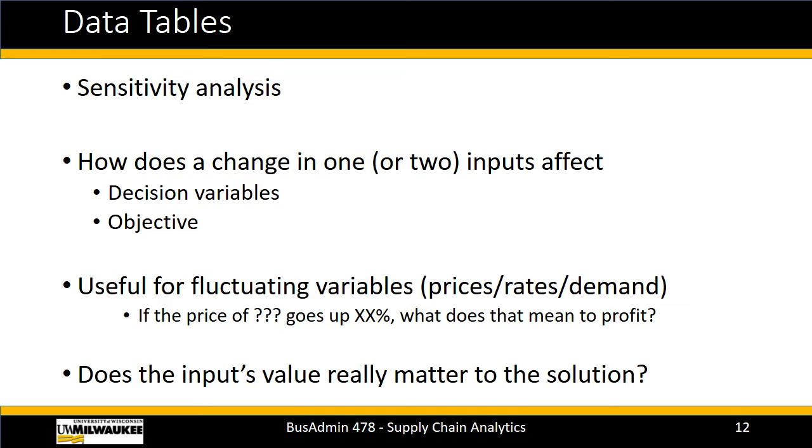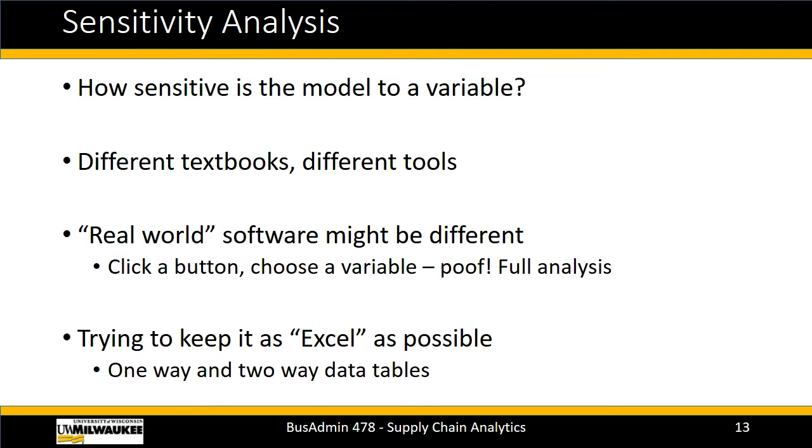We may find that the input's value doesn't even really matter in the solution. It might be something where a raw material within the final product, the change in price for it doesn't really affect the profit. And it may be that we come up with something else. So again, sensitivity analysis, how sensitive is the model to a variable or variables?